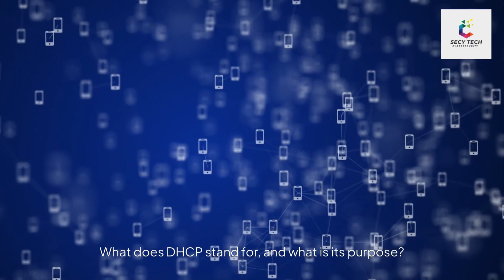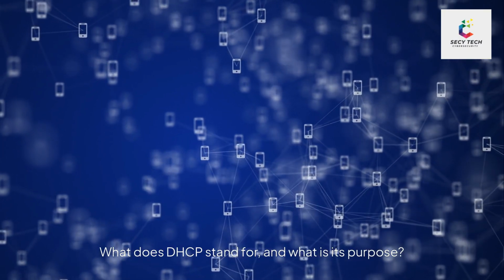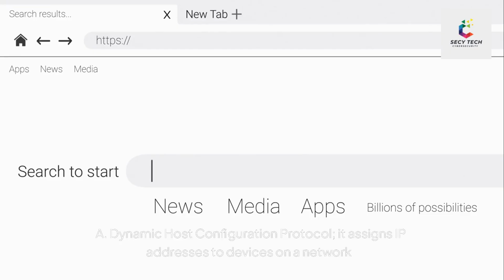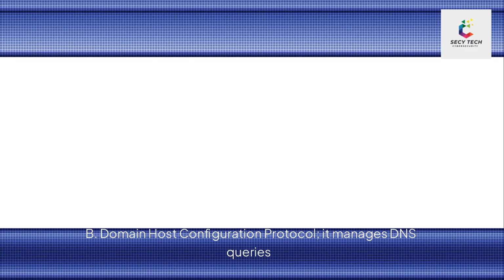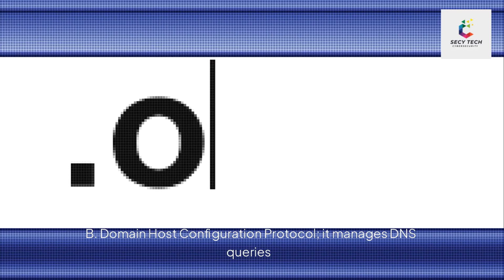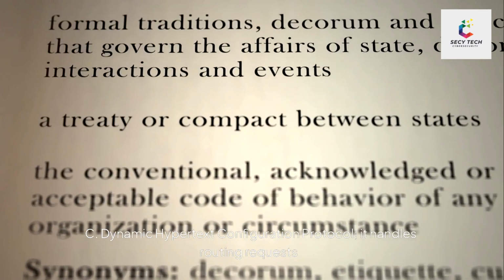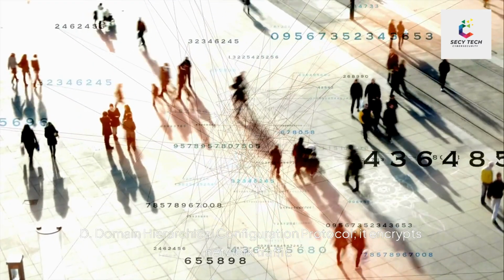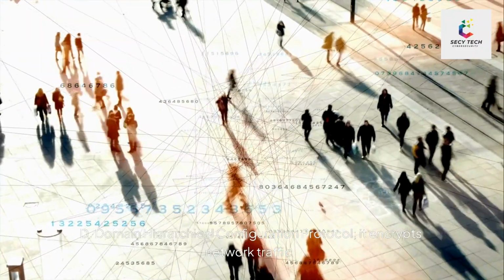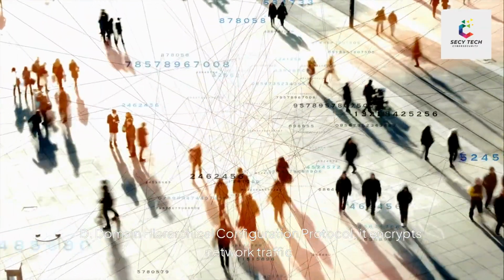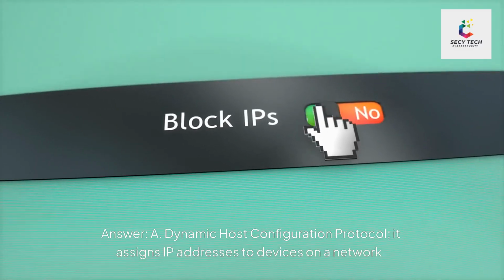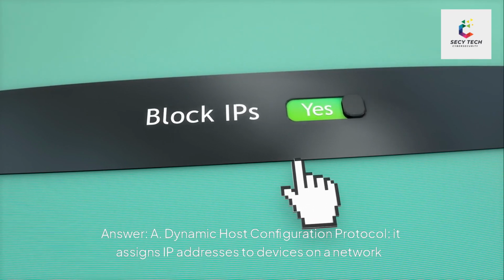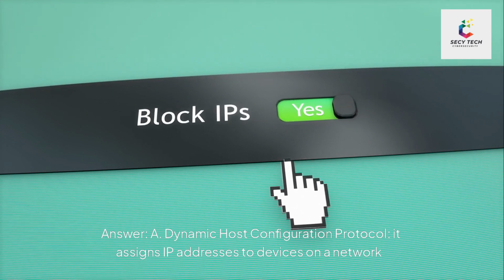Q8. What does DHCP stand for, and what is its purpose? A. Dynamic Host Configuration Protocol. It assigns IP addresses to devices on a network. B. Domain Host Configuration Protocol. It manages DNS queries. C. Dynamic Hypertext Configuration Protocol. It handles routing requests. D. Domain Hierarchical Configuration Protocol. It encrypts network traffic. Answer: A. Dynamic Host Configuration Protocol. It assigns IP addresses to devices on a network.